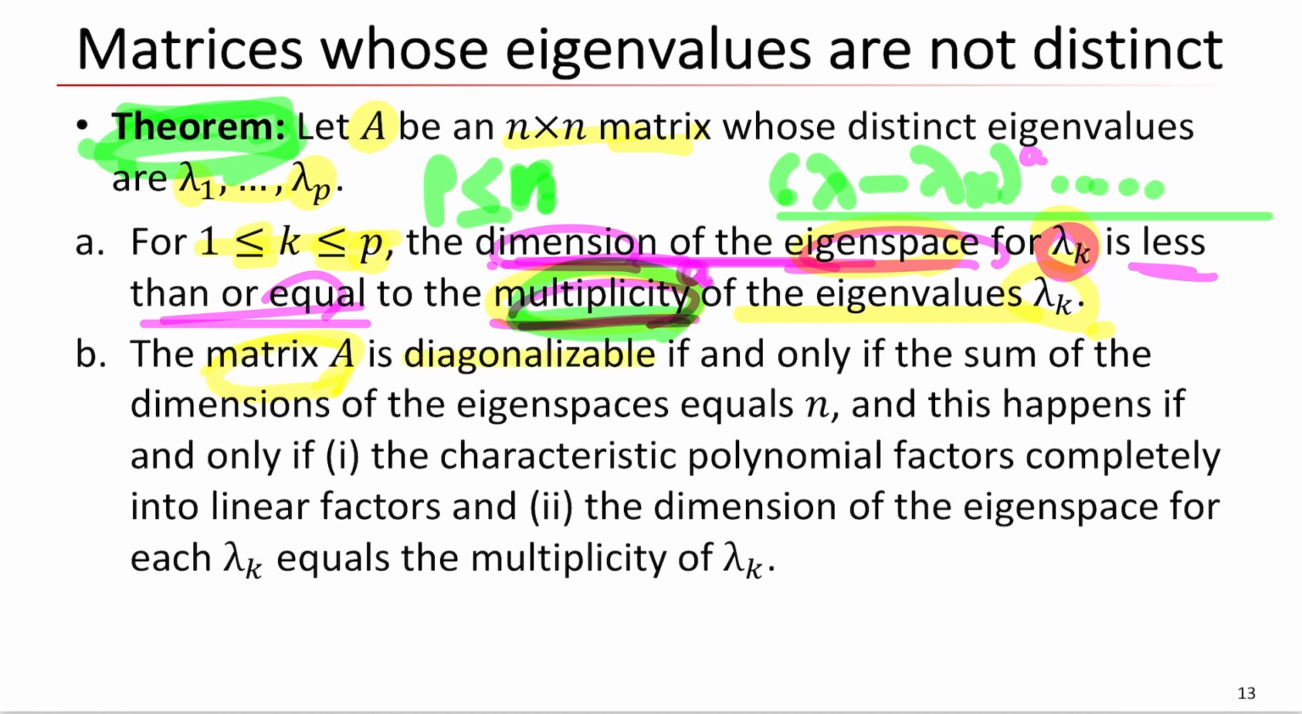And the matrix A is diagonalizable if and only if the sum of the dimensions of the eigenspaces equals n, and this happens if and only if the characteristic polynomial factors completely into linear factors and the dimension of the eigenspace for each lambda k is equal to the multiplicity of lambda k. So what's the meaning of this?